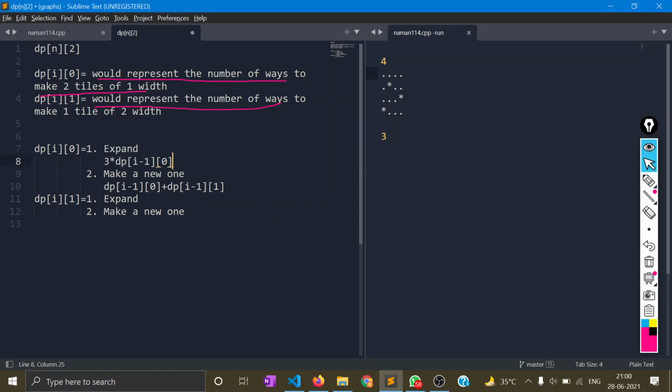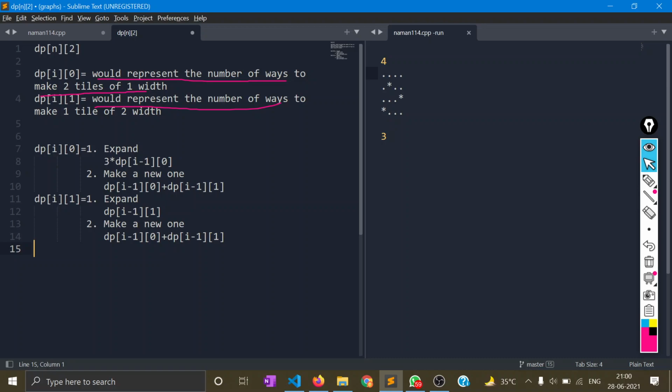It is because we are just interested in the I minus one, and we just want these two tiles of one width in the I minus one step. We don't want two widths, right? That's why we are doing this. Similarly, here when we make a new one, it doesn't really depend on anything, right? It would be the same. But if we are expanding, we need to have a two cross one, a tile of two widths, right? So I hope it is clear.